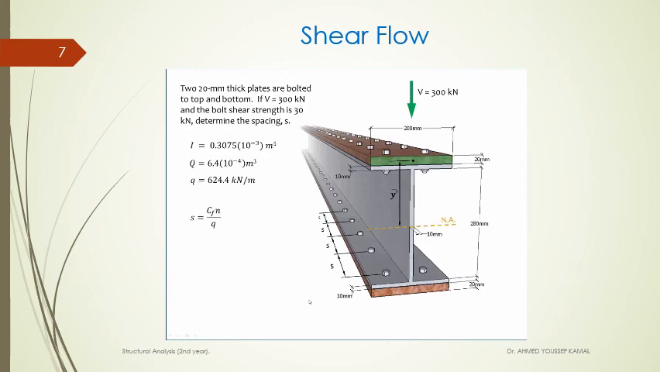So now we can calculate the spacing of the fasteners using this equation. C sub F is the fastener capacity in shear, and that was given to us in the problem statement, which is 30 kilonewtons per bolt. N is the number of bolts that crosses through our A prime area, and we see that the green area is our A prime, and we'll have 2 bolts passing through that area. So N is 2. Lowercase q is our shear flow. It is 624.4 kilonewtons per meter. And we can calculate our spacing to be 0.96 meters, which is 96 millimeters. And we're done.